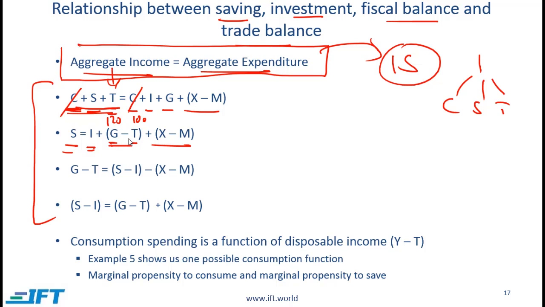So G minus T is simply the fiscal deficit, and X minus M is the net exports. This expression can also be rewritten like this: the fiscal deficit is equal to S minus I, which is savings minus investment, minus (X minus M). Or we can look at what happens to savings minus investment.